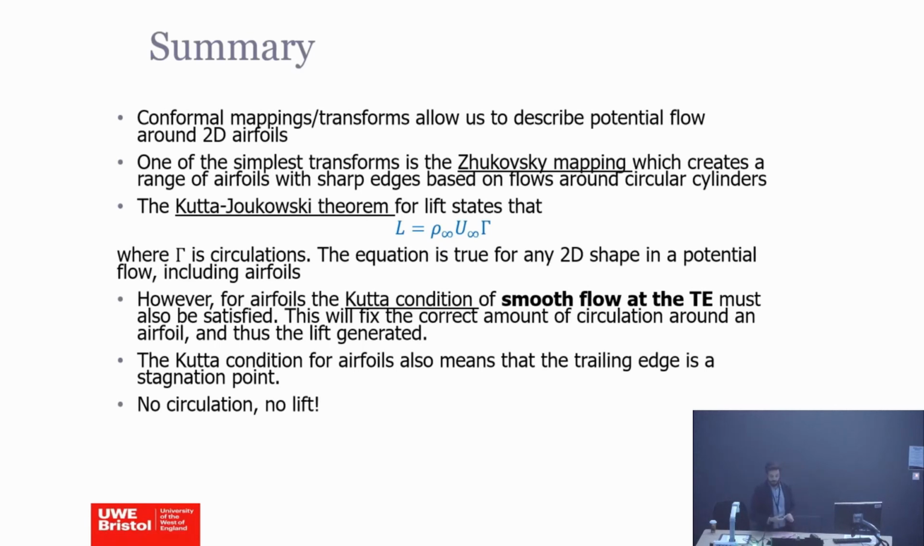So the Kutta condition says that the flow around the airfoil must leave smoothly at the trailing edge. Which really means that the trailing edge itself is a stagnation point, meaning the two velocities meeting at the trailing edge cancel each other and the flow leaves smoothly. And that fixes the value of circulation, capital gamma, and you get a unique value for lift. And remember guys, no circulation, no lift.